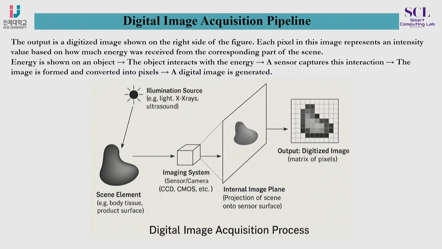So here, this is the typical example of image acquisition you will find in most of the books. Illumination source may be sunlight, maybe X-ray, ultrasound or scanner, and this is the object. Object may be the body tissue or a body part, and this is the imaging system which has CCD and CMOS. These are different kinds of chips. This one is slower but gives clear information about the image, and this is the advanced form of chip, and this is mostly used in your cameras, CMOS.